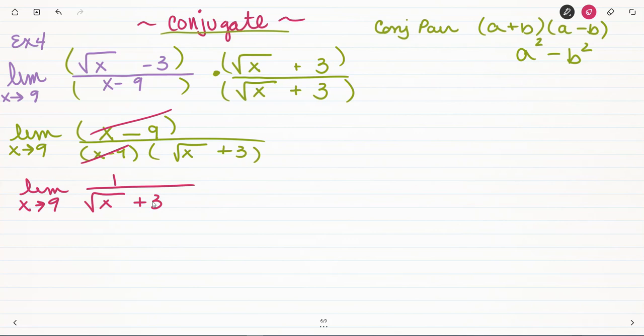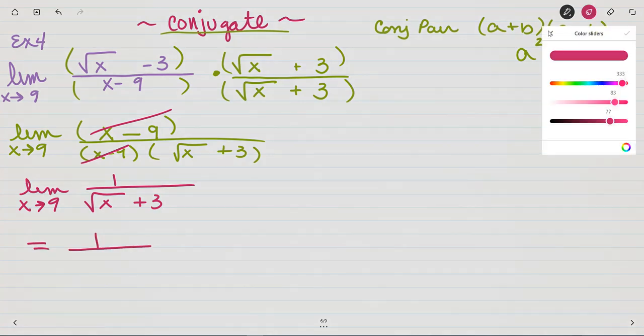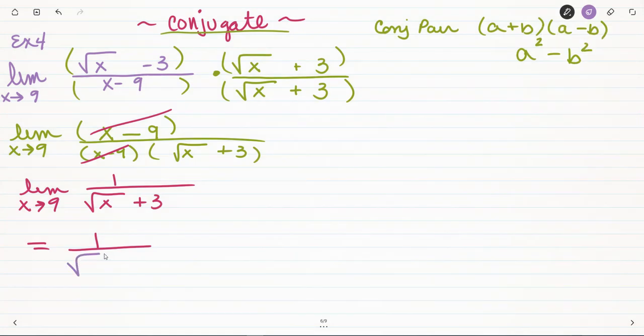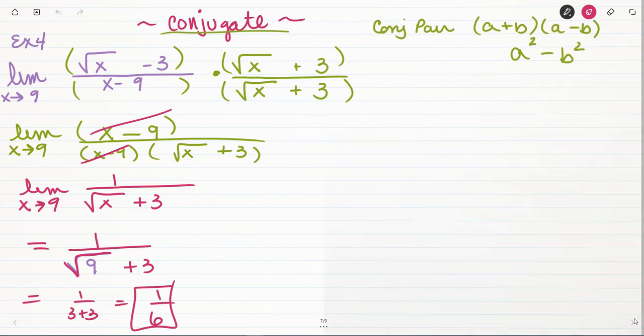And now we're able to use direct substitution. The square root of 9 is 3, so we just have 1 over 3 plus 3, or simplified, we get 1 over 6, and that's it for using a conjugate.